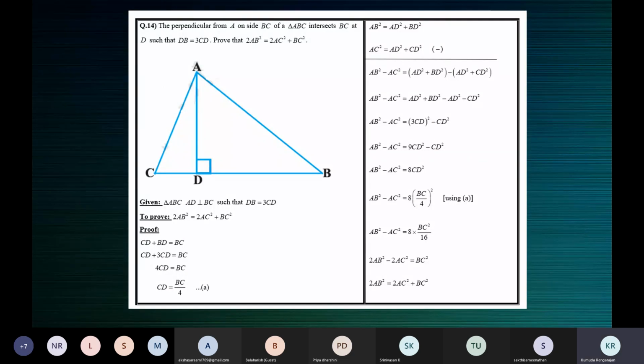The other day I had shared all this with you and asked you to work this in your book. So basically, to prove that 2 times AB square is equal to 2 times AC square plus BC square, when you bring this to this side, it looks like 2 times AB square minus 2 times AC square is equal to BC square.